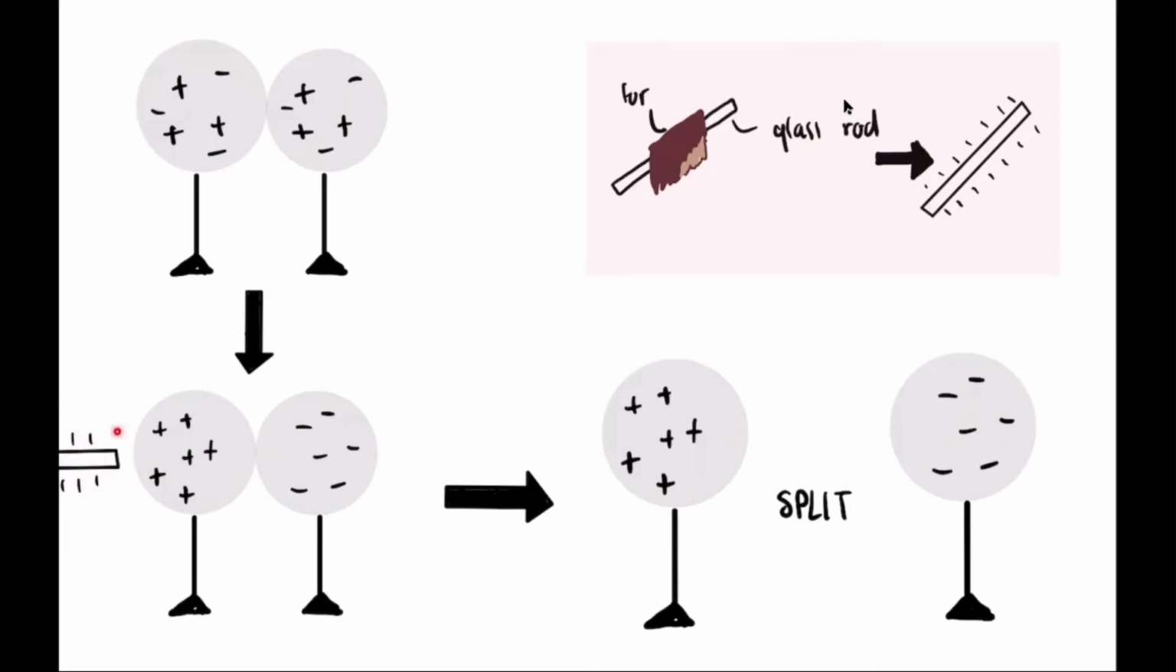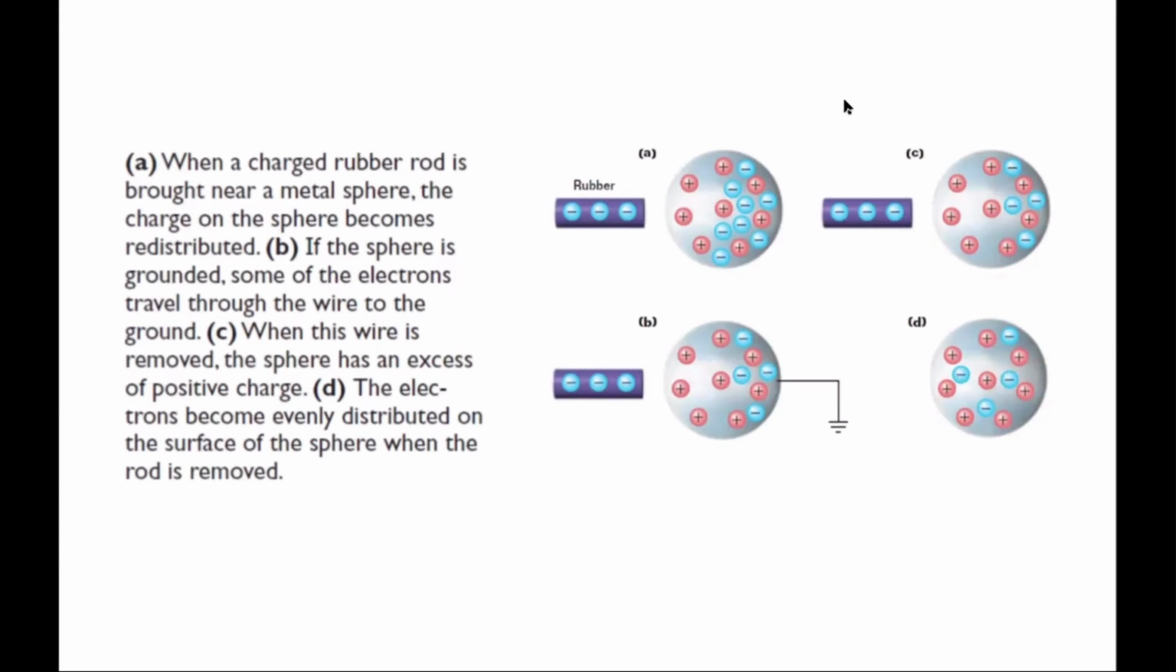Here, the negatively charged object caused the electrons and the protons to separate. Okay, and then when we separated these two metal objects that were here, they're basically one metal piece. When you split them, they become charged because of this glass rod that changed the distribution of the protons and the electrons. So here we have a similar example.